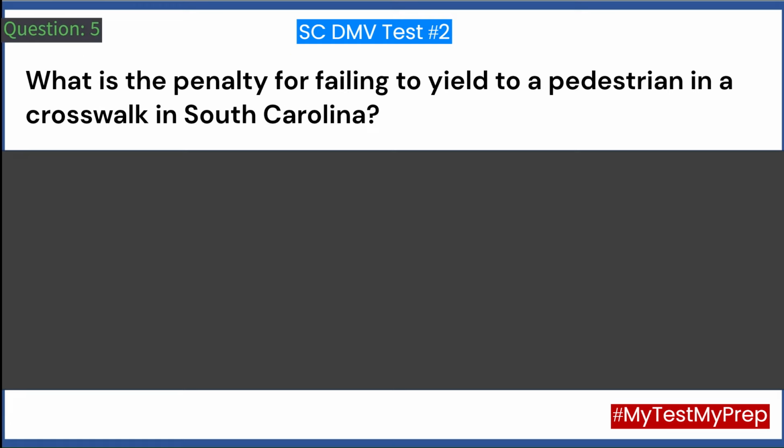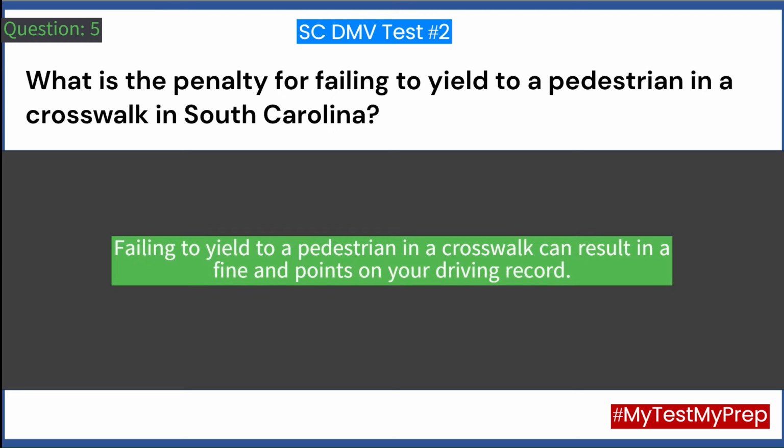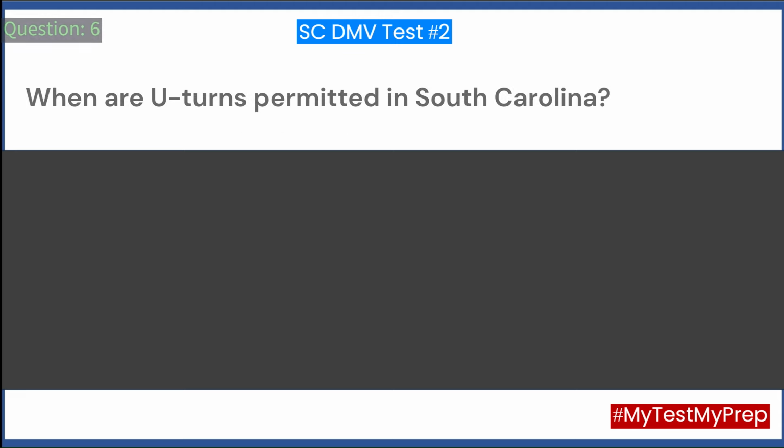What is the penalty for failing to yield to a pedestrian in a crosswalk in South Carolina? A. A warning. B. A fine and points on your driving record. C. Community service. Answer, B. Failing to yield to a pedestrian in a crosswalk can result in a fine and points on your driving record. When are U-turns permitted in South Carolina?